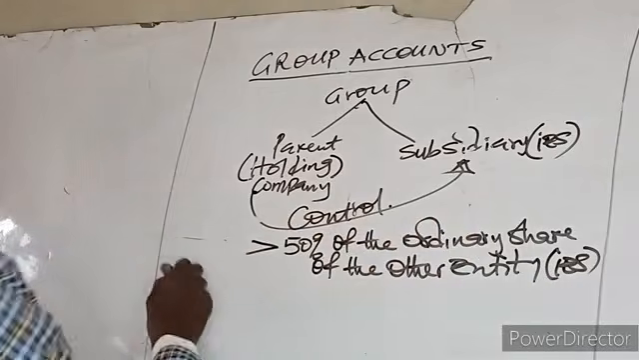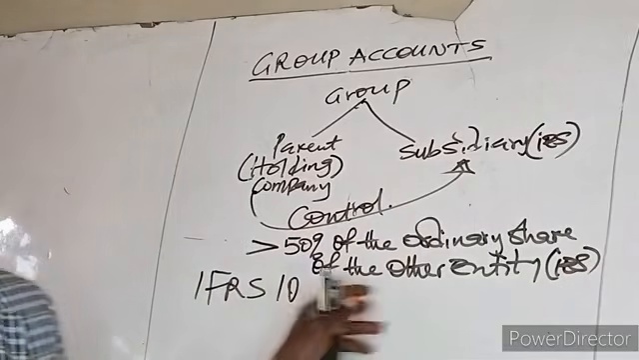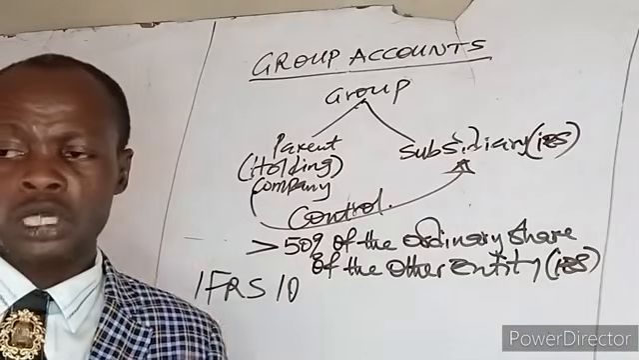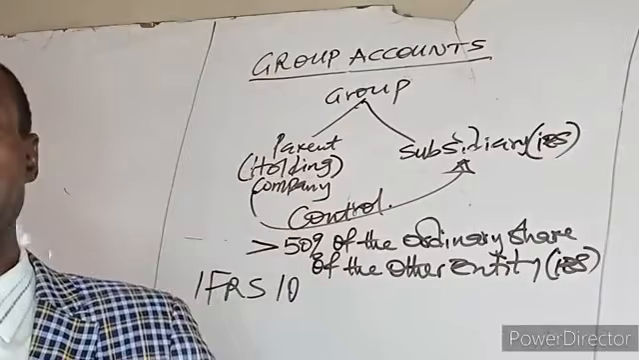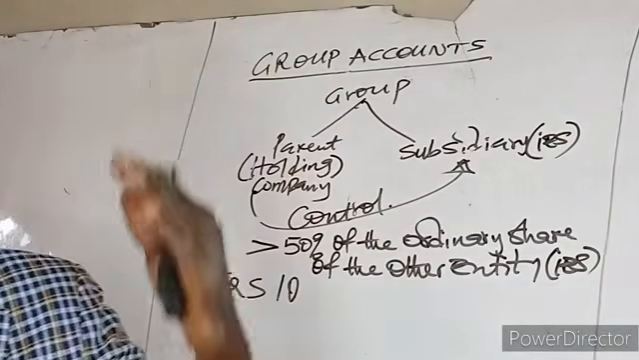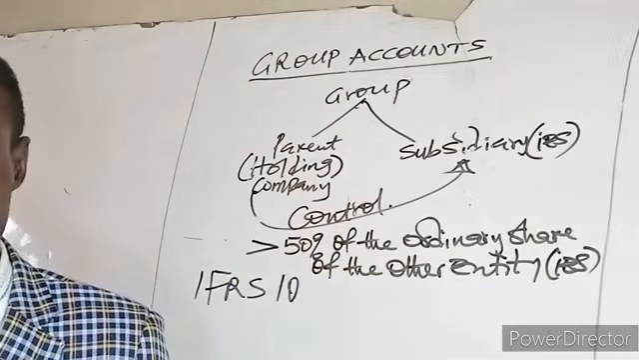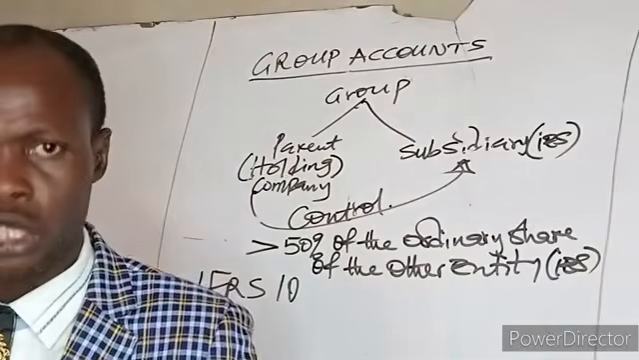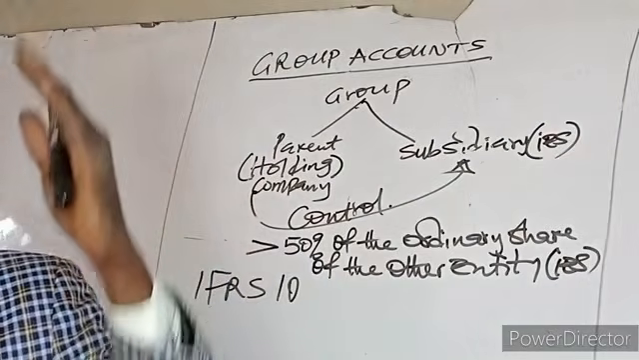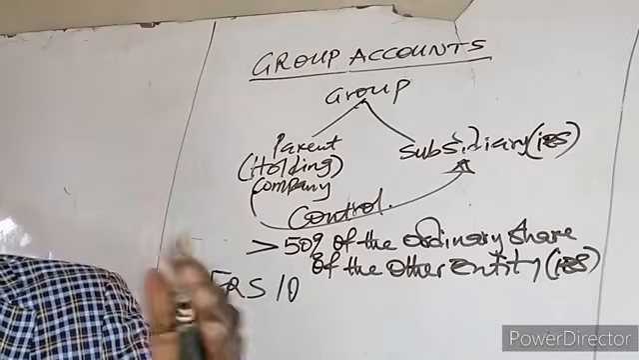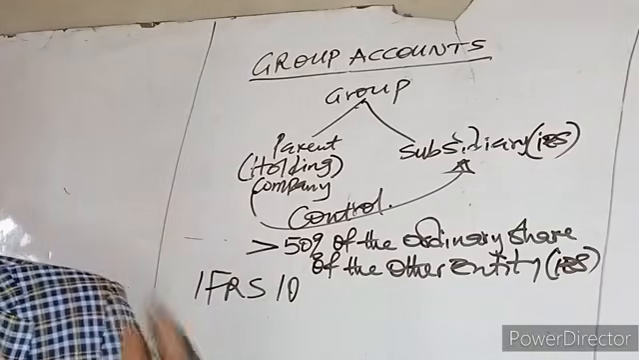In accordance with IFRS 10, Consolidated Financial Statements, an investor controls an investee when the investor is exposed or has rights to variable returns from its involvement with the investee and has the ability to affect those returns through its power over the investee.